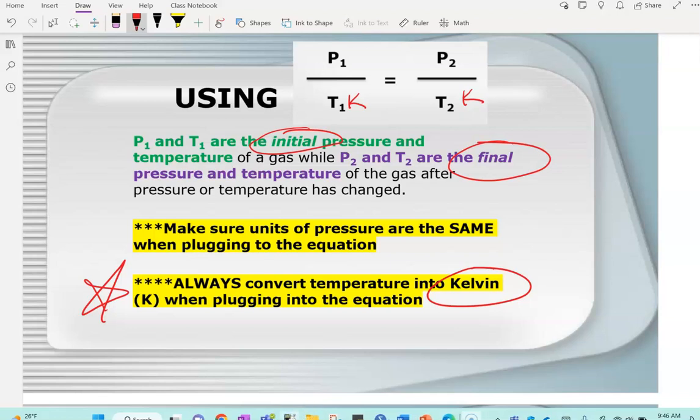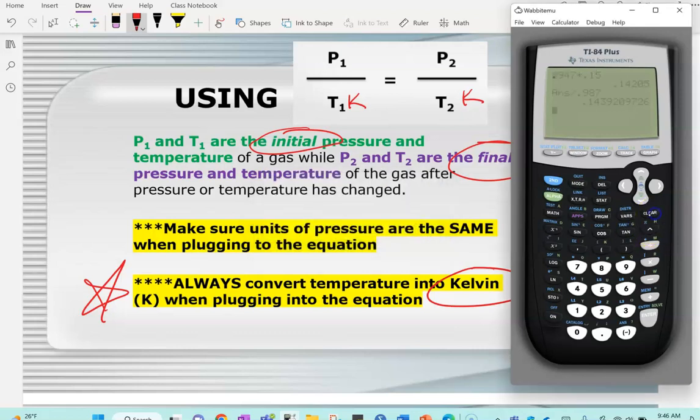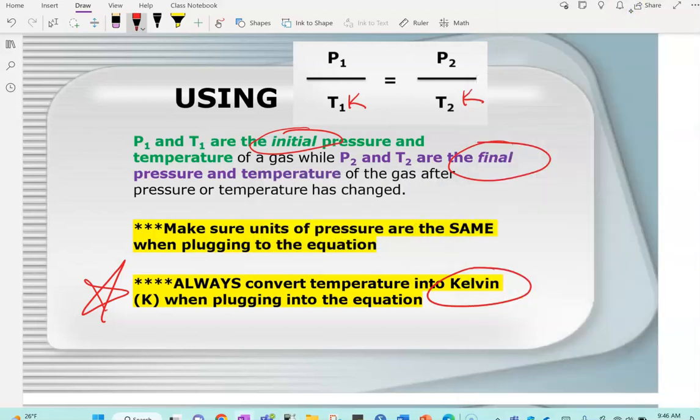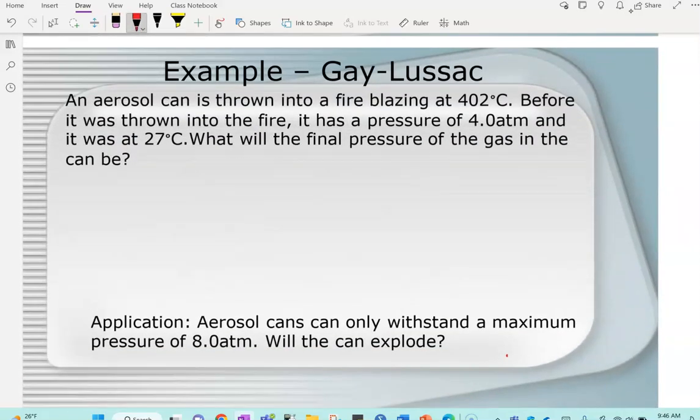Okay, I'm going to continue from where I left off. So again, we are using Gay-Lussac's law, which is the relationship between pressure and temperature when the volume is being kept constant. This is exactly why you do not throw an aerosol can into a fire, and oftentimes aerosol cans have a warning on them saying, flammable, keep away from an open flame.